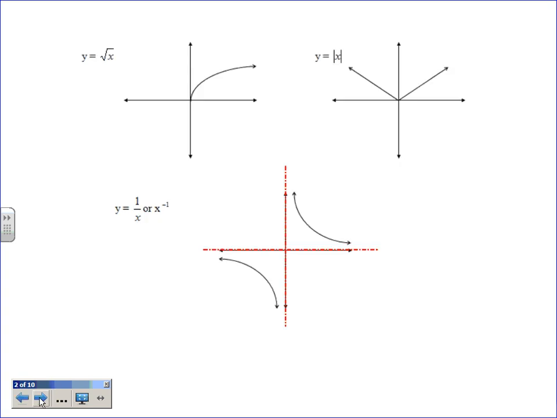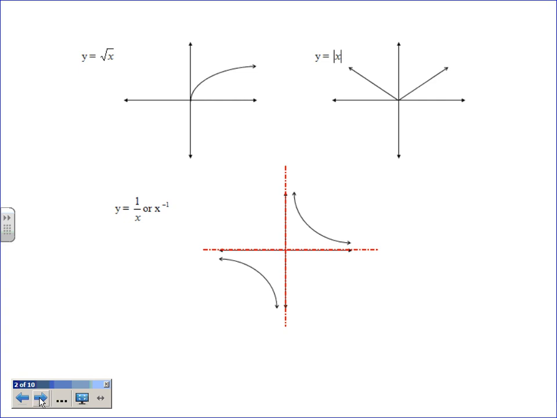And then some of the rest of the parent graphs that we have, we've got the square root of x. That's a good one to know. Absolute value is that V. And then 1 over x has those asymptotes that I have in red up here, horizontal and vertical, and kind of ends up in the first quadrant and third quadrant. Okay? So again, that's a quick recap of some of those parent graphs.